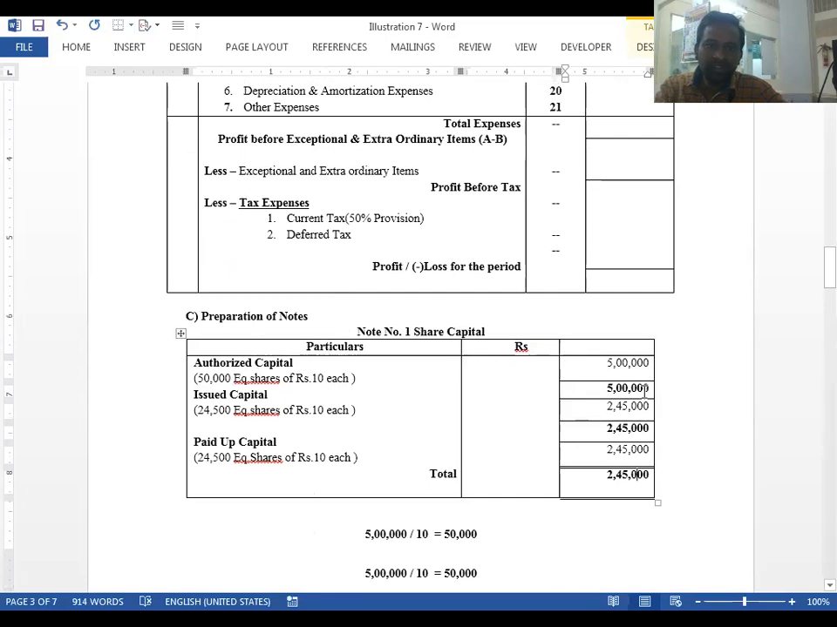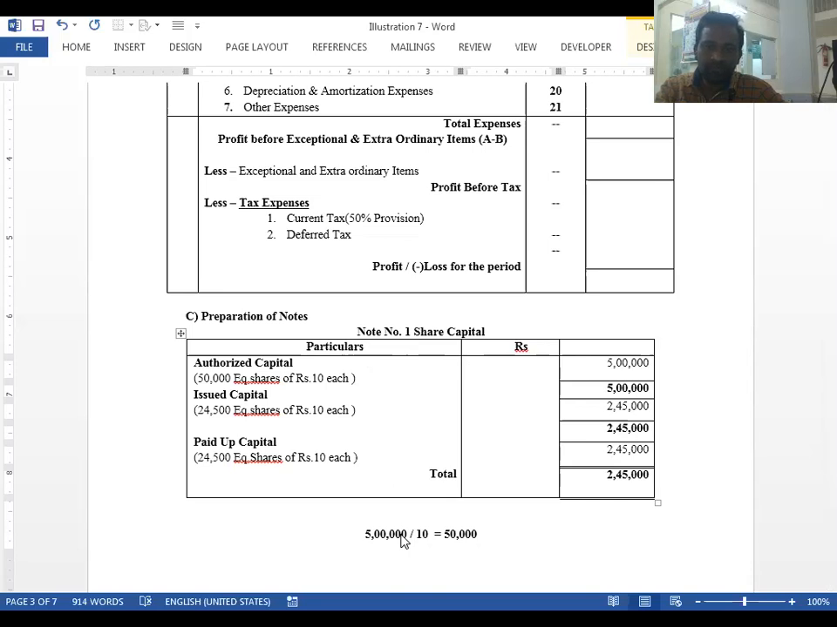See here, authorized capital 5 lakhs. Issued capital, 24,500 equity shares of rupees 10 each, 2,45,000. Similarly, paid up capital, 24,500 equity shares of rupees 10 each, 2,45,000. So this is the way to record the share capital in Note number 1, that is share capital.